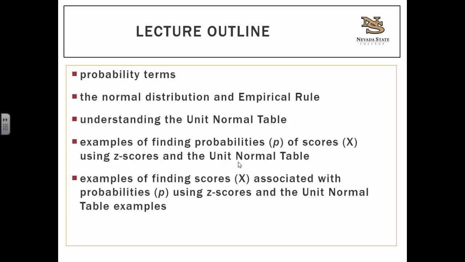Then I'm going to introduce you to something called the unit normal table. And the unit normal table is really useful for figuring out probabilities and scores associated with probabilities when you do not have access to the raw data, but you know that your data is normally distributed. And then I'm going to do a ton of examples of finding probabilities associated with scores and scores associated with probabilities to familiarize you with using the unit normal table.